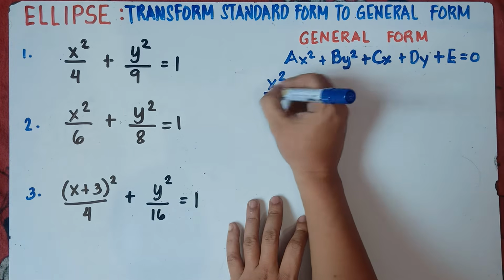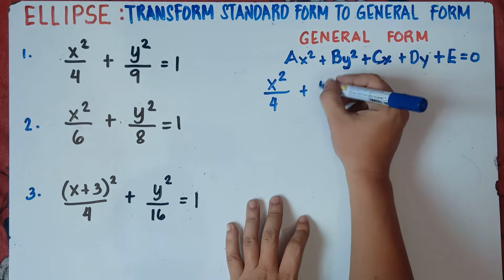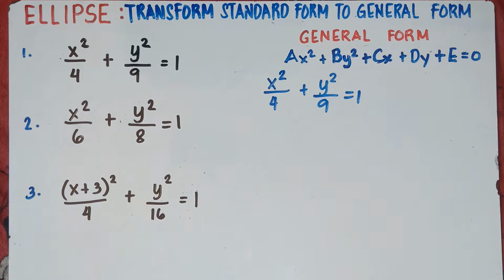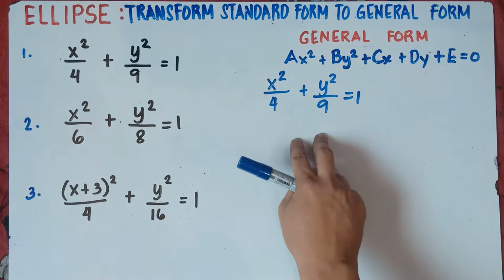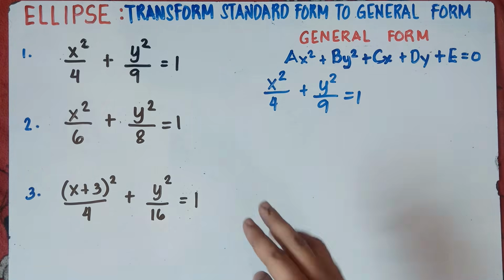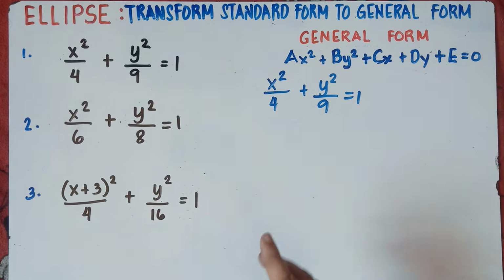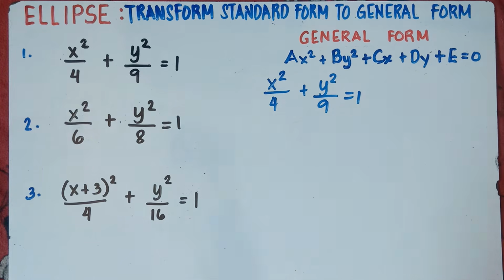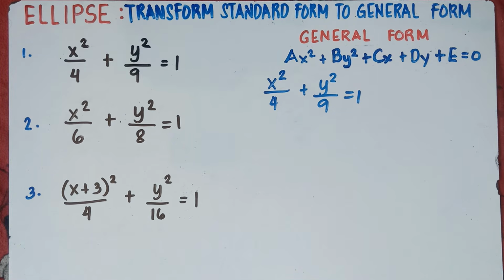Let me copy the equation: x squared over 4 plus y squared over 9 equals 1. Once again, class, if you want to transform the standard form into general form, you need to eliminate the denominators. Why? Because it's very complicated if you're dealing with rational equations, with fractions. Now, how do we remove the denominators?